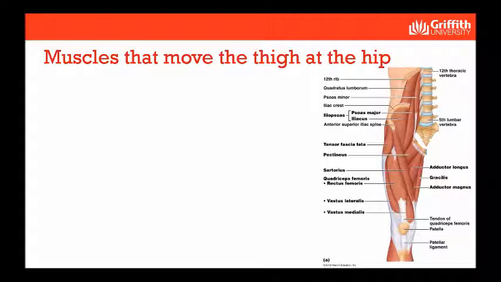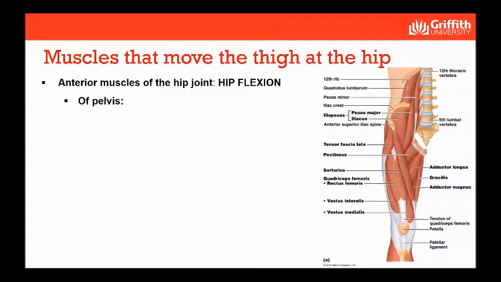Some thigh muscles act only at the hip joint, others act only at the knee joint, and others act at both the hip and the knee joints. However, most anterior muscles of the hip result in hip flexion. Anterior muscles of the pelvis that cross the hip joint include the iliacus and psoas major muscles. These are often grouped together and known as the iliopsoas.